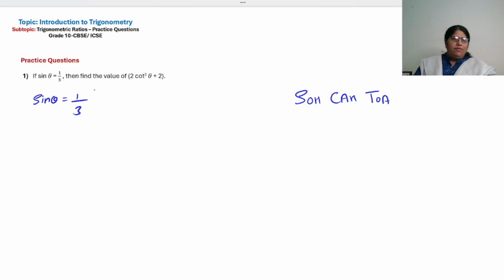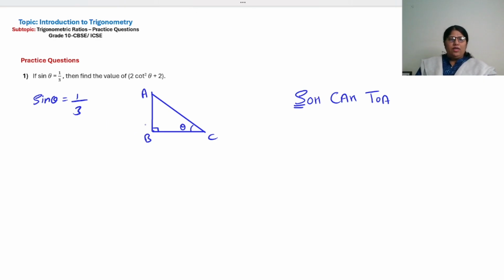Whenever you have this, the first thing you do is draw the right triangle. So let us draw a right triangle where theta is one of the acute angles. You can name this triangle ABC, and if I take angle C as theta, you have to mark theta, and as per the rule, I know sine is opposite by hypotenuse.